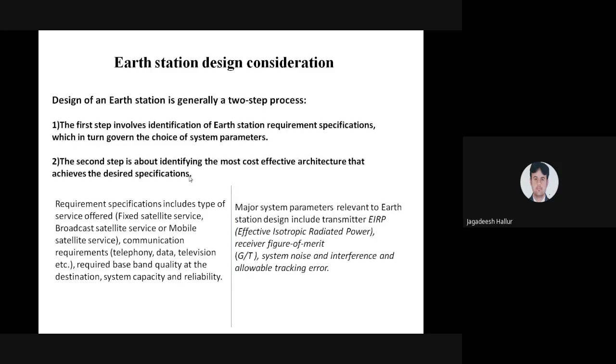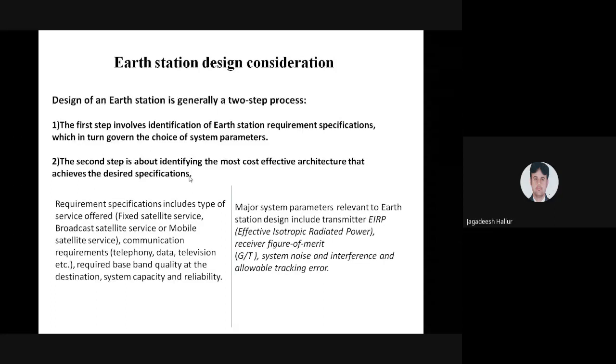Required are the baseband quality at the destination, system capacity, and reliability. Reliability is very, very important. Reliability means whether the particular satellite is reliable or not, working properly or not. Everything will be monitored in this. And the capacity of a particular satellite, whatever equipment we are going to integrate in it, is very important: the sensors, how much the power supply is, the solar panel efficiency, battery efficiency. Everything must keep working properly till the end of the satellite life. That is what reliable means, that all the equipment is reliable and working properly.